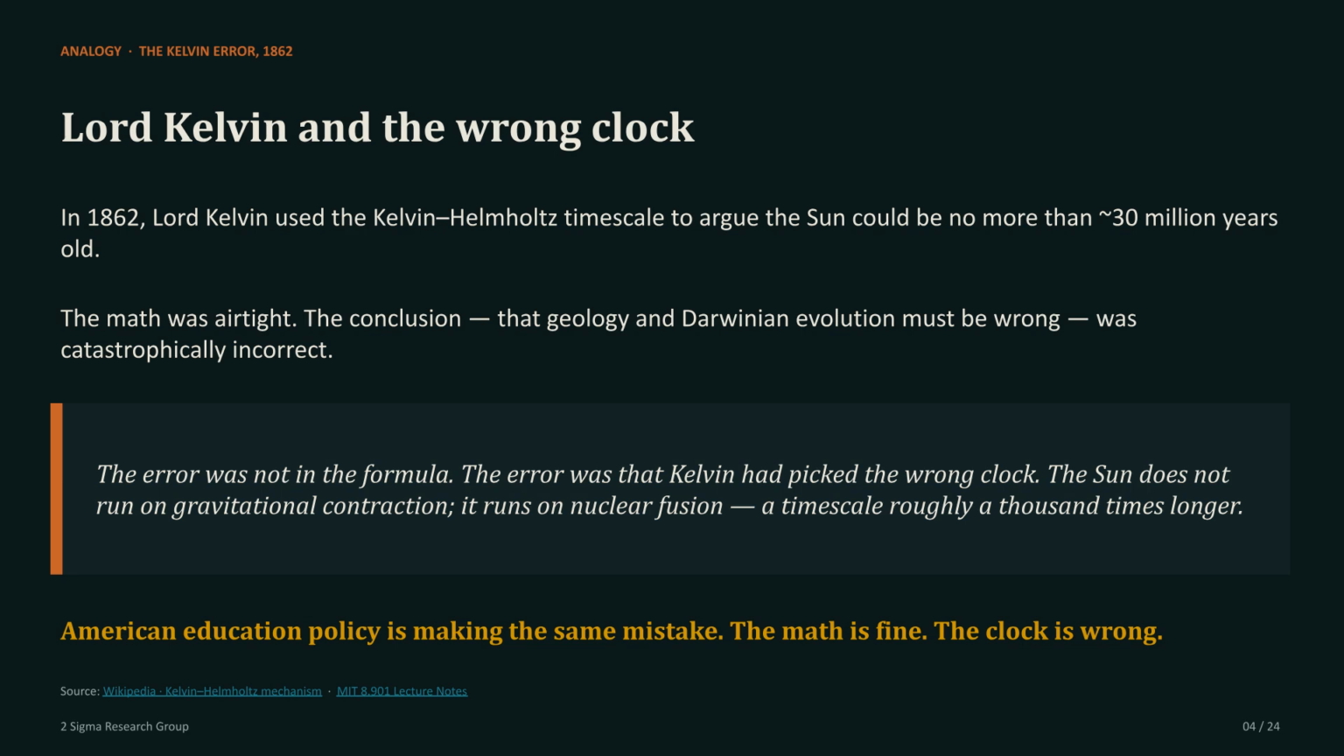the cohort clock. In 1862, Lord Kelvin used the wrong timescale to calculate the age of the sun, arriving at a catastrophically incorrect conclusion. Similarly, American education policy is making the same mistake. The math is fine, but the clock is wrong.